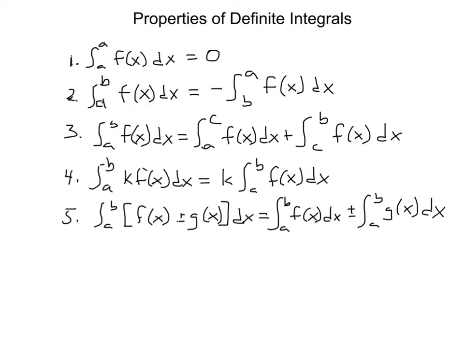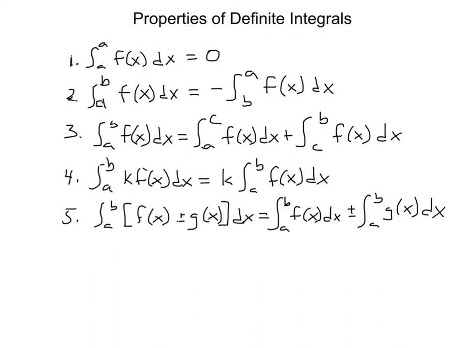Number 3, the integral from a to b of f of x dx is equal to the integral from a to c of f of x dx plus the integral from c to b of f of x dx. So in this case right here, when we want to combine these two, if these two are the same, then that is going to represent the integral from a to b.